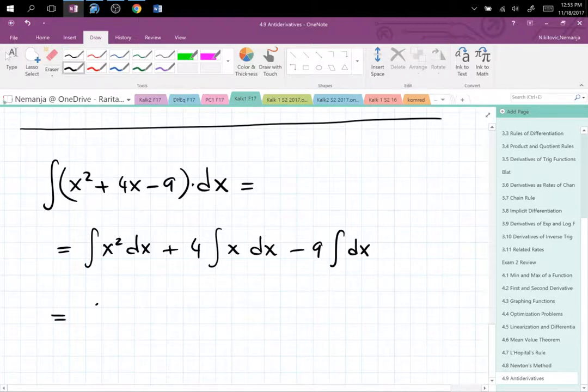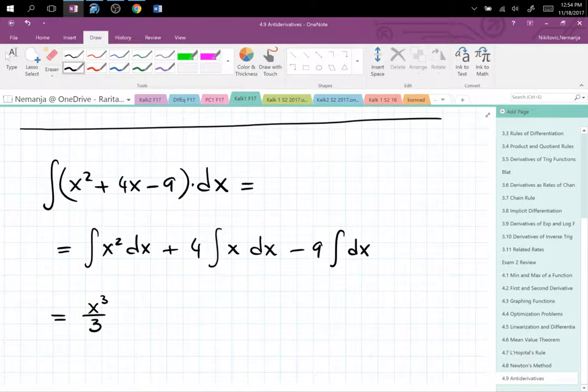So first one is x cubed over 3, because n is 2. 2 plus 1 is 3. So maybe I should, that's the only rule that is different than derivatives. So I'm going to write it on a board. Integral x to the n dx is x to the n plus 1 over n plus 1 plus c. That's the only one that is different.